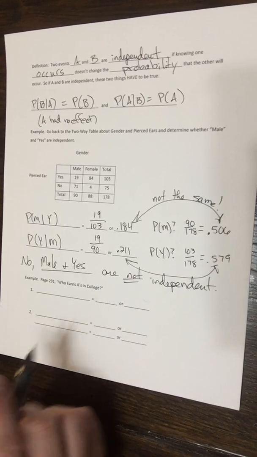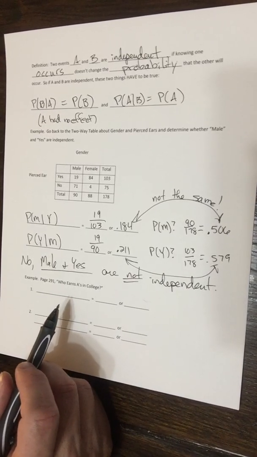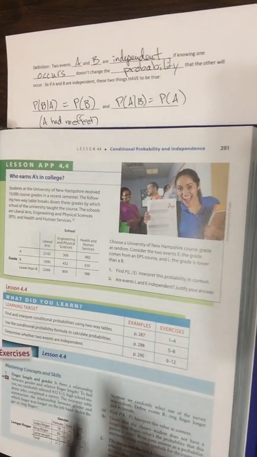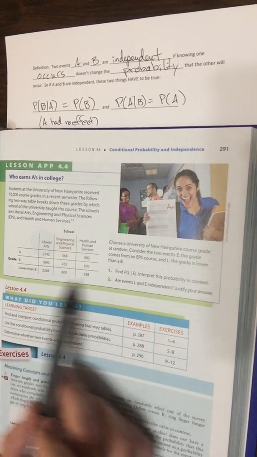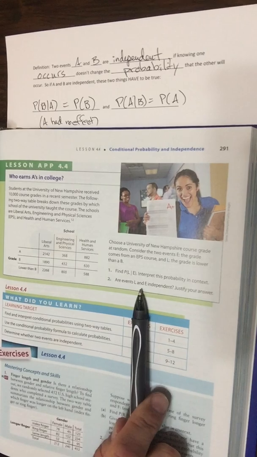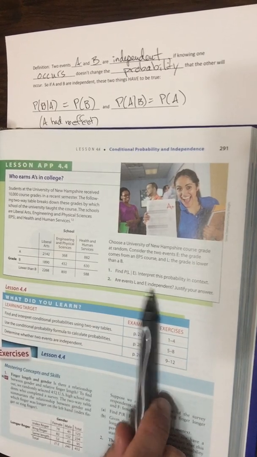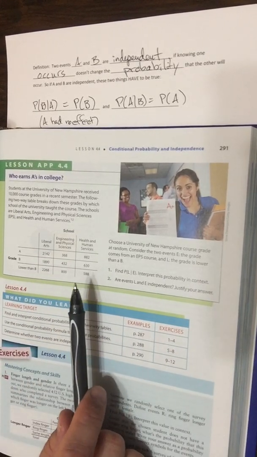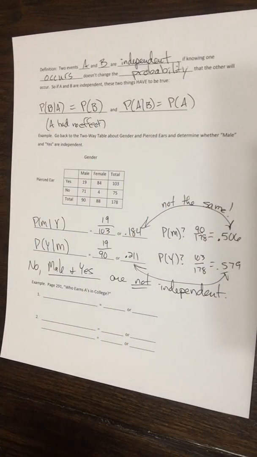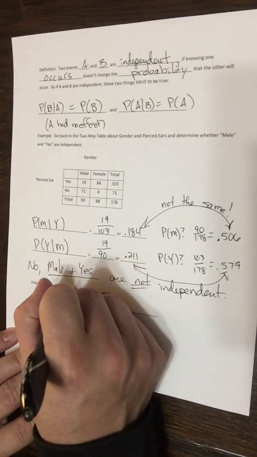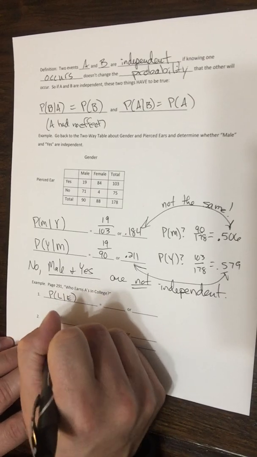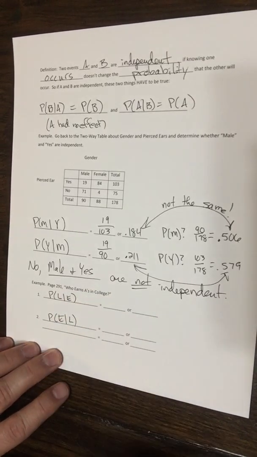Going back to page 291 here, here's the one that we were talking about a little bit ago. So I'm going to answer question 2, okay? And bring this back into the page. We had liberal arts. They didn't give us the totals. That was so mean. And then they ask, are L and E independent? So L, of course, the grade is lower than B. And E is engineering and physical sciences. So how do you check if events are independent? You go find the probability of L given E, and then you go find the probability of E given L.